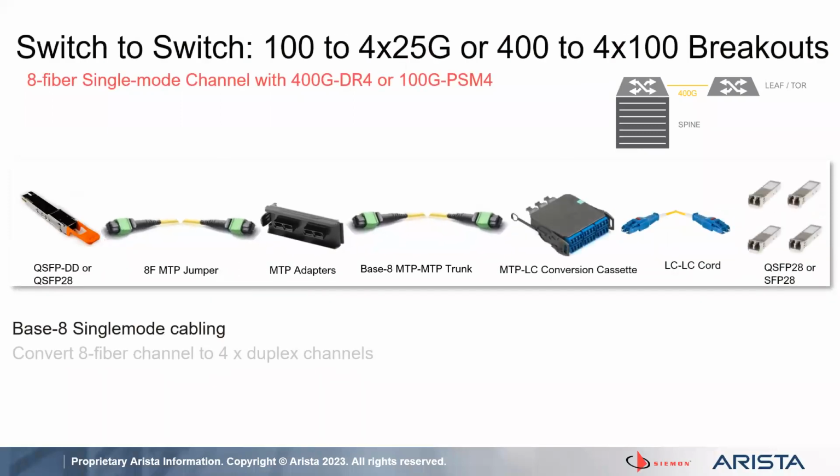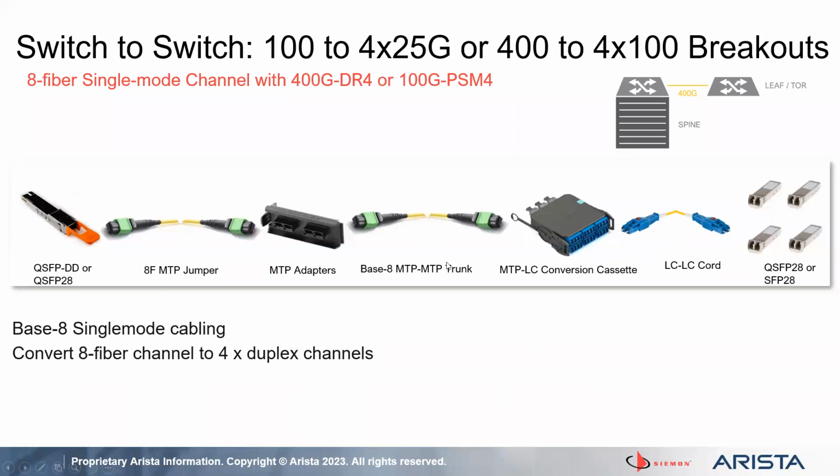Taking a look at one of the things that's very common, that Siemon mentioned as well, is breakouts. There are a lot of different breakout scenarios and use cases. I've got a couple that I showed here just to give you examples. So this one's still a switch to switch, and this could be 100 gig on one end, breaking it out to 25s on the other, or 400 to 100s on the other end.